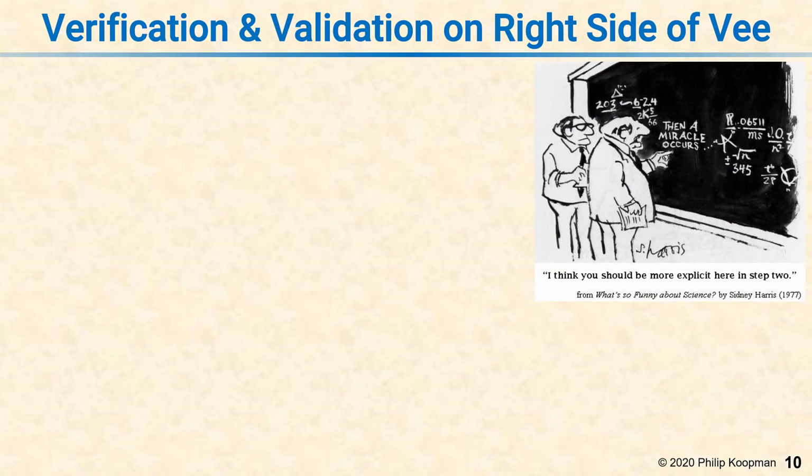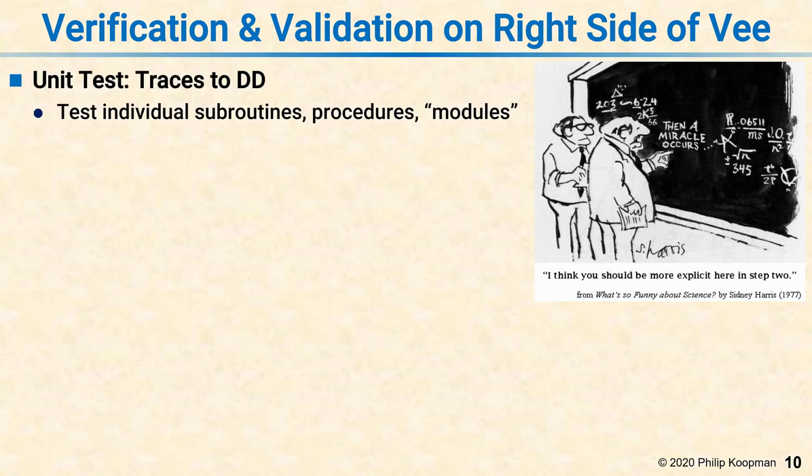Now let's move on to the right side of the V, verification and validation. As you recall, the bottom of the V is implementation, which puts out the source code. What you do next is unit test. Unit test involves testing individual subroutines, procedures, modules, small chunks of code, and because it's a small chunk of code, it's possible to test it very thoroughly and make sure every statement, every branch gets executed and tested, which is something that's generally impractical to do at higher levels of integration.